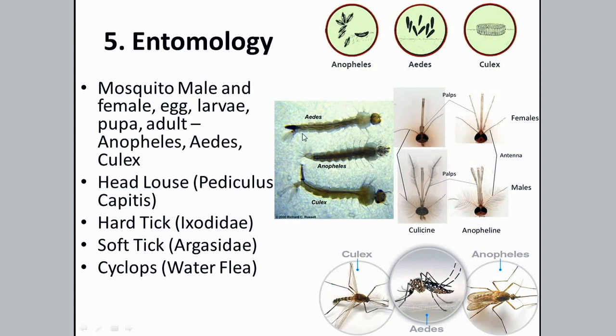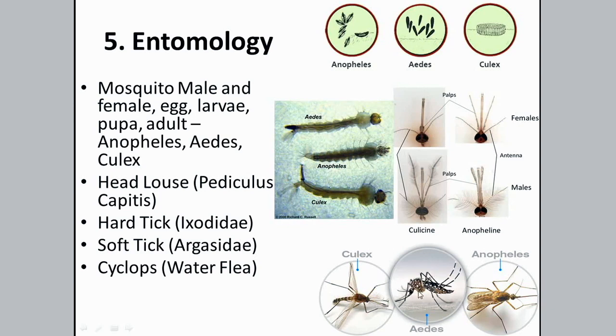Then when we move on to the larvae, easily it can be identified with the siphon tube. The absence of the siphon tube here indicates it is the Anopheles species. The very long, slender siphon tube indicates it is Culex larvae. The very short and stout siphon tube here indicates that it is an Aedes species of larvae. This is how you should identify the larvae of different species of mosquitoes.